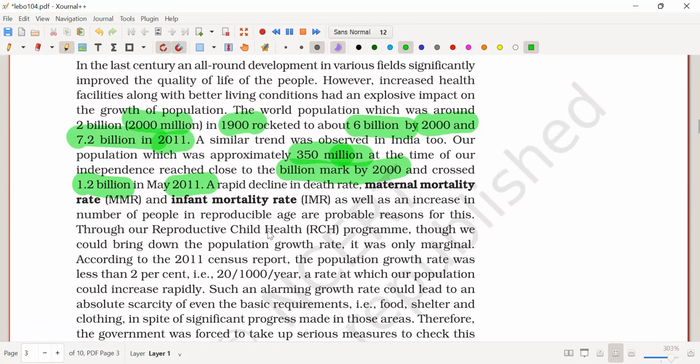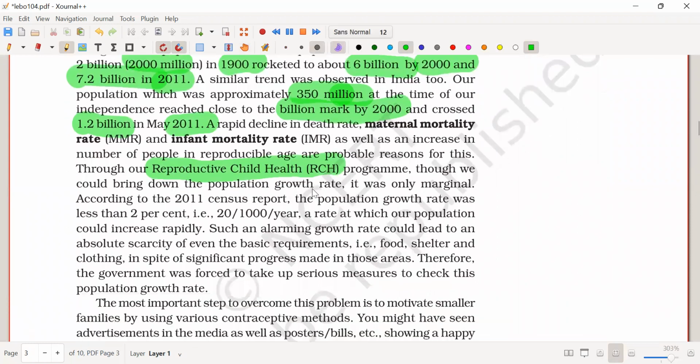Through our reproductive child health RCH program, though we could bring down the population growth rate, it was only marginal. According to the 2011 census report, the population growth rate was less than 2%. Even 2% for 20 or 1,000 years is a rate at which our population would increase rapidly.